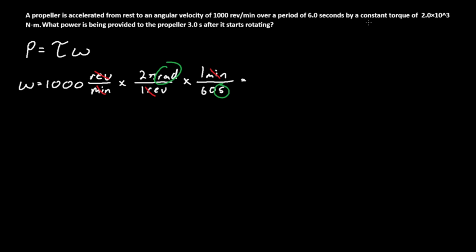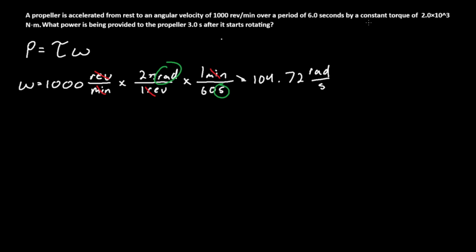So 1,000 times 2 pi divided by 60 is equal to 104.72 radians per second, which is quite fast. But this is after 6 seconds of, well, it doesn't state it, but you can assume it's constant acceleration if it doesn't state otherwise.